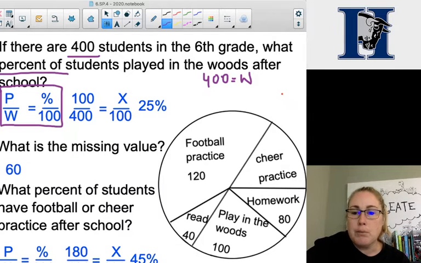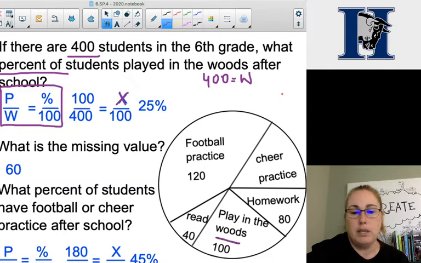So 400, we already said, was our whole. That's the total number of students. We want to know the percent, so X is going to go where our percent is. And we're looking for a percent of students who played in the woods after school. So let's look at our circle graph down here.